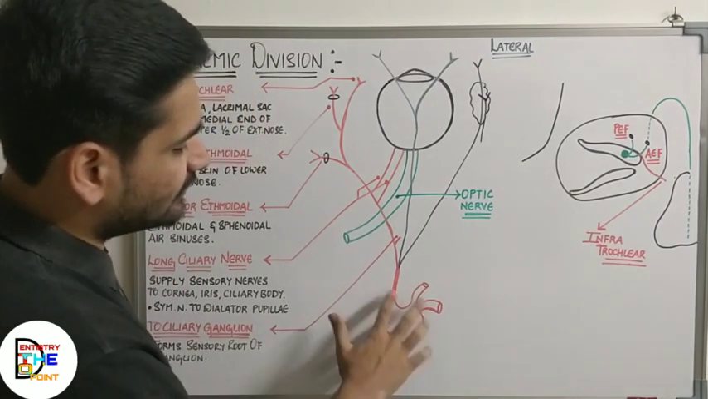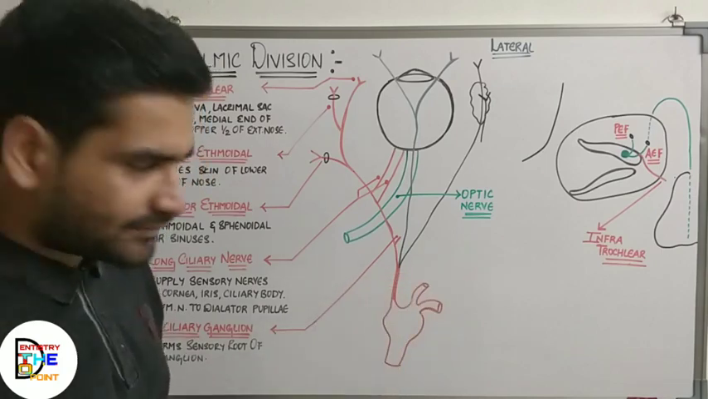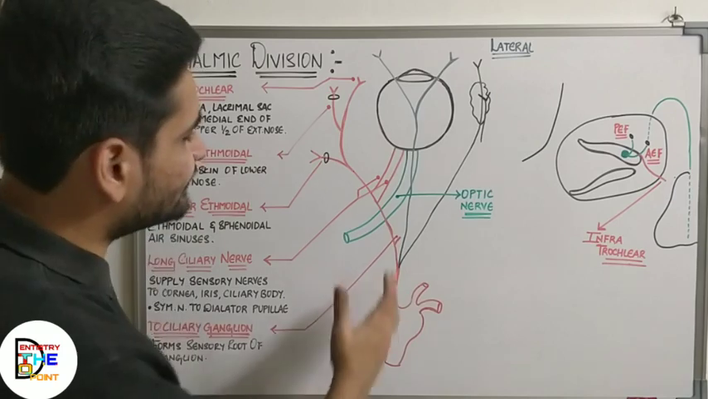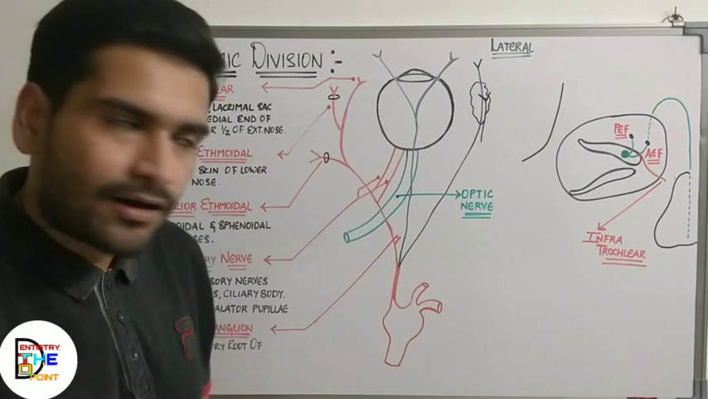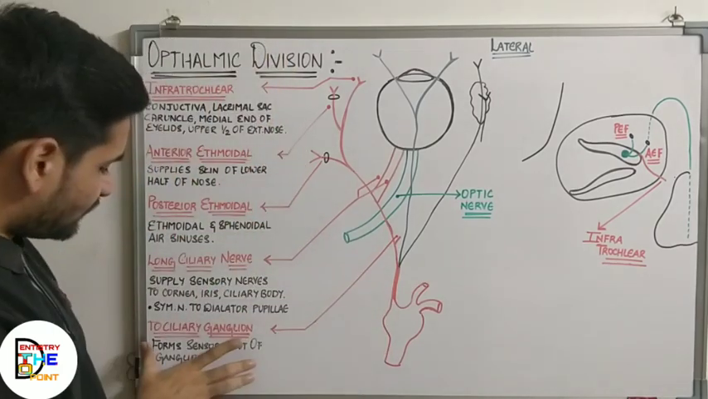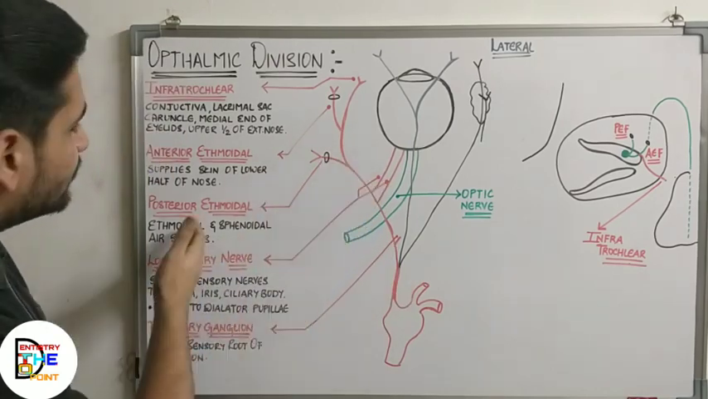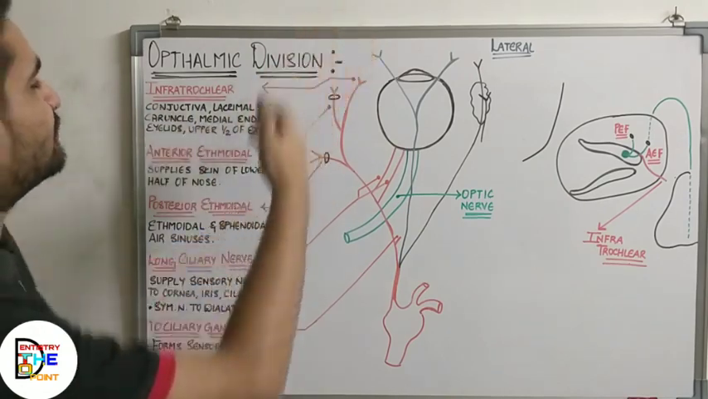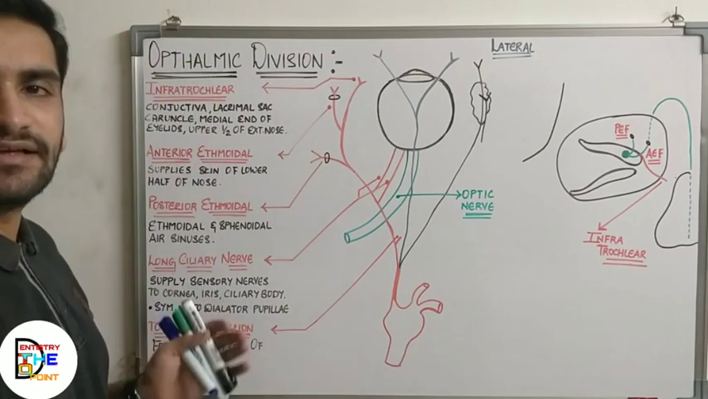Now see, these are the three divisions of trigeminal nerve, that is mandibular, maxillary and ophthalmic. The first division was lacrimal, directly going to the lacrimal gland. Second is frontal, dividing into two, supraorbital and supratrochlear. And third is nasociliary, which has 5 branches. The 5 branches are: first to the ciliary ganglion, second is the long ciliary nerves, third is posterior ethmoidal, fourth is anterior ethmoidal, and the last branch is infratrochlear. So these are the 5 branches of nasociliary.